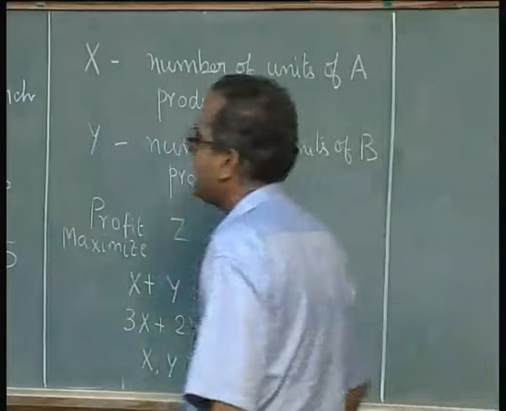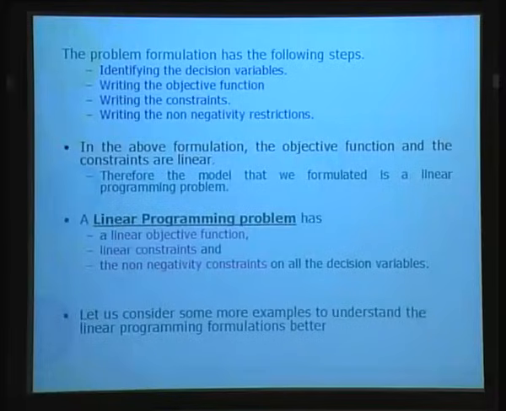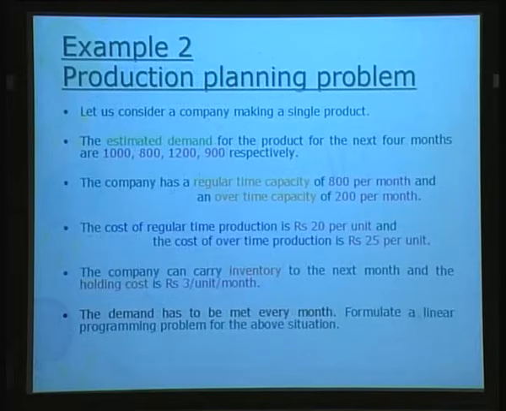Now we will look at some more examples to understand the linear programming situation. So, this is a simple formulation where we have looked at two variables, two constraints, a maximization objective function. Now, we look at more formulations to understand various other aspects of problem formulation in linear programming problems.